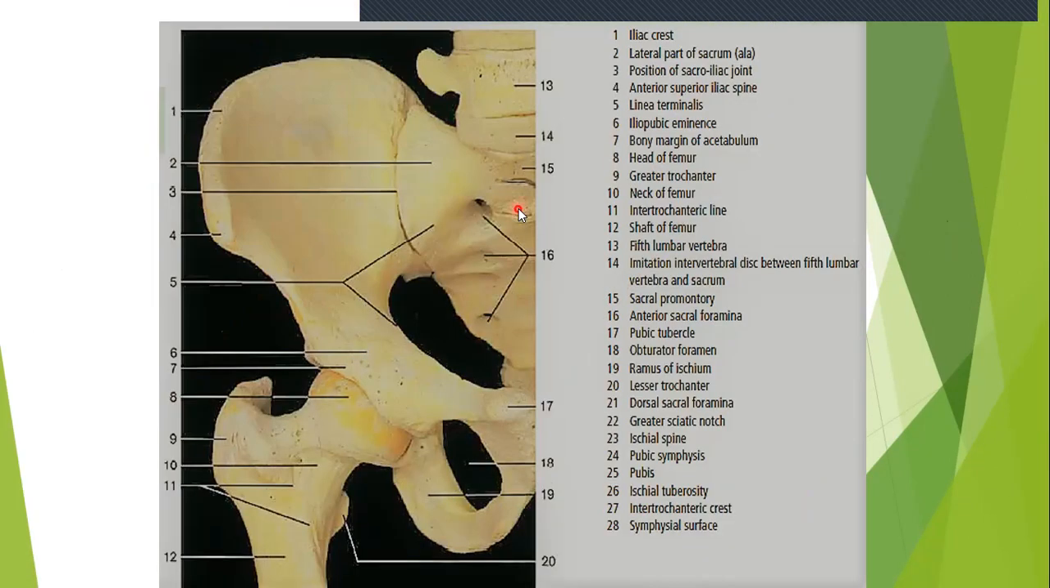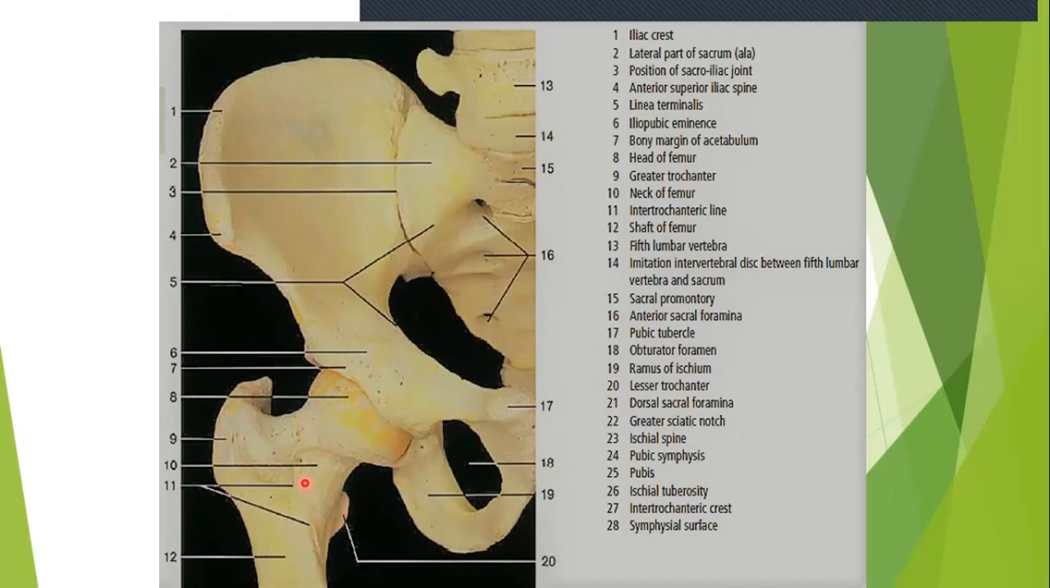So this is now an anterior view of the same, the sacroiliac joint. This is your sacrum here. This is your iliac crest. This is the anterior superior iliac spine. Now maybe focus on this proximal part of the femur here. This is the head of femur. This is the neck. Then this part here is the greater trochanter. Then this part here is the lesser trochanter.